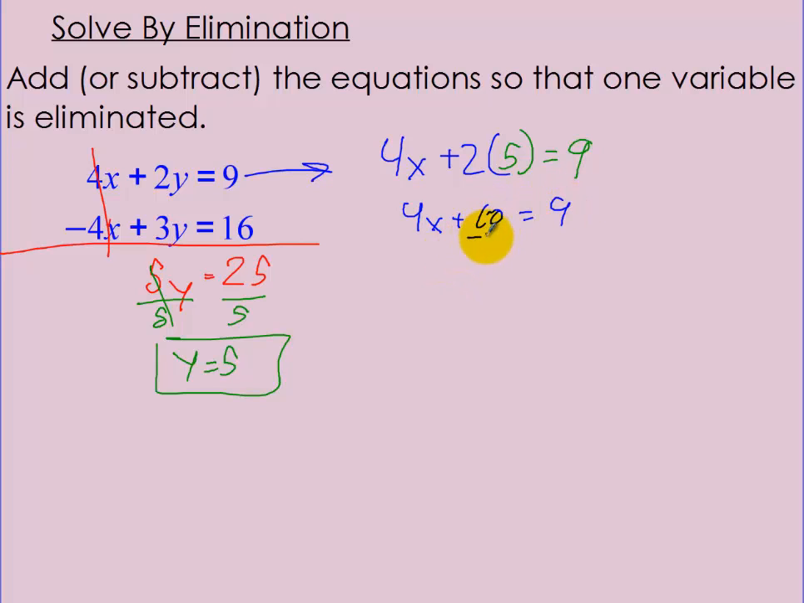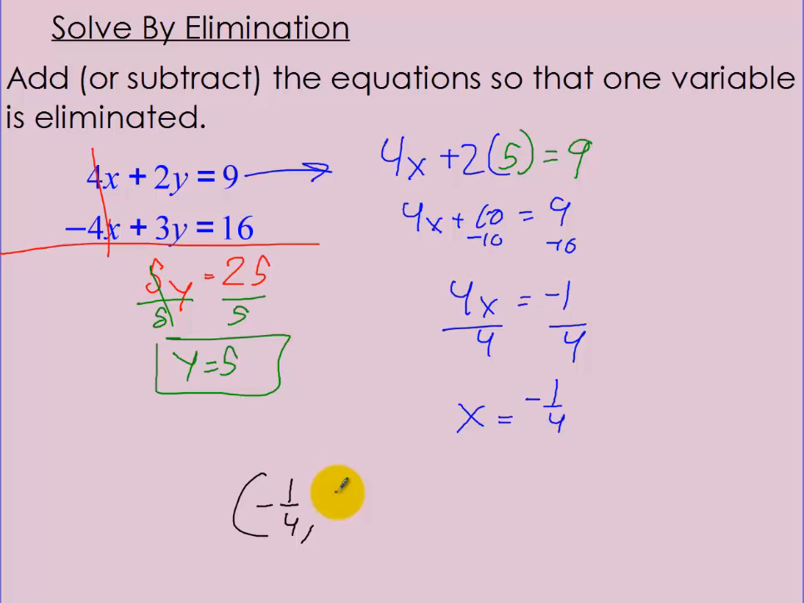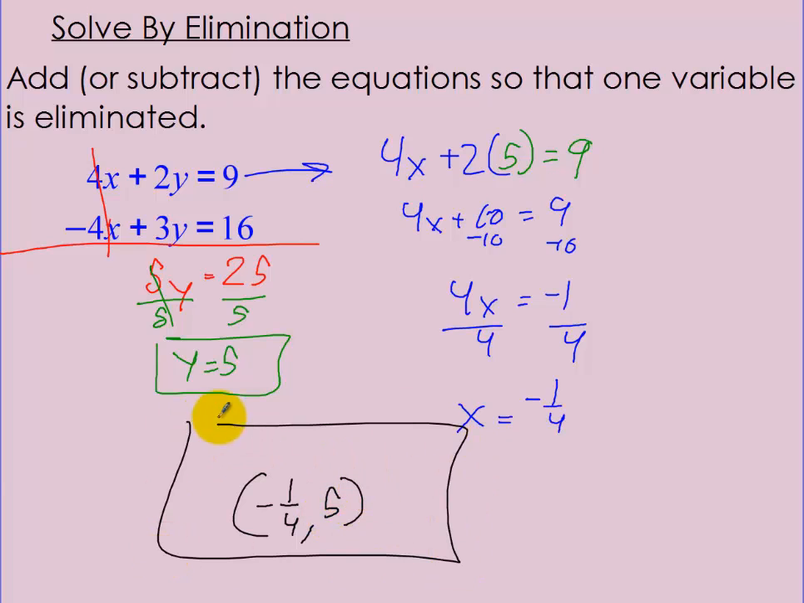And I'm going to subtract 10 on both sides. So we get 4x equals negative 1. Divide by 4, and I get x equals negative 1/4. So my total answer here, or the ordered pair, is going to look like negative 1/4, 5. And that's solving by elimination. This is helpful if it's just easy to add or subtract. It doesn't matter if you use substitution or elimination. It's just whatever way makes sense to you.